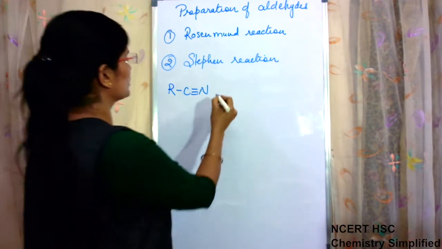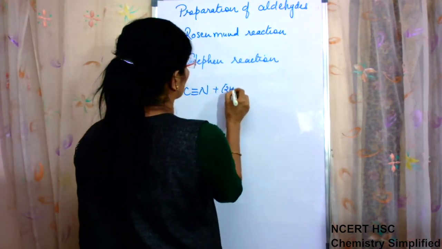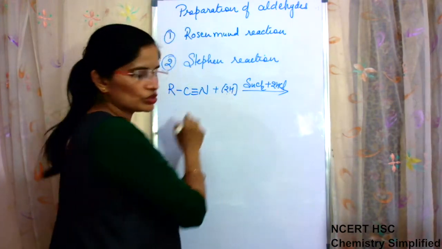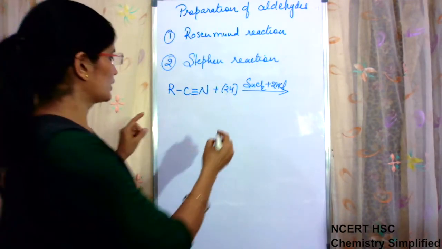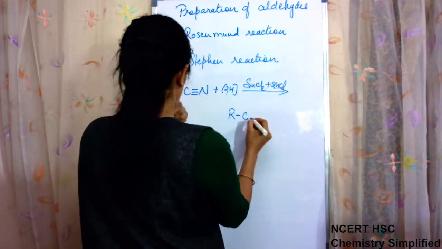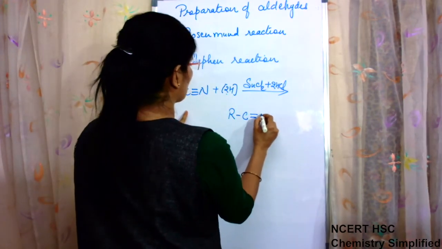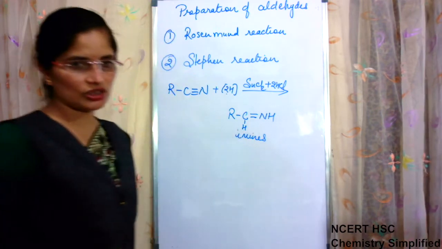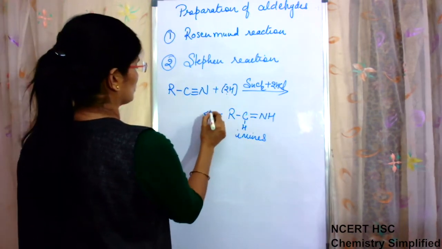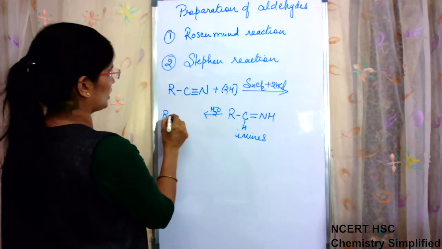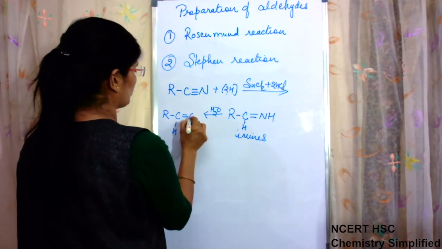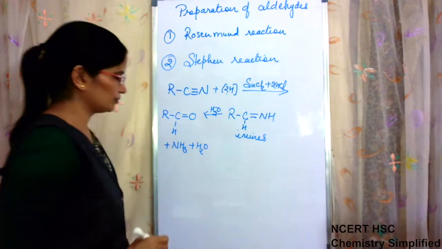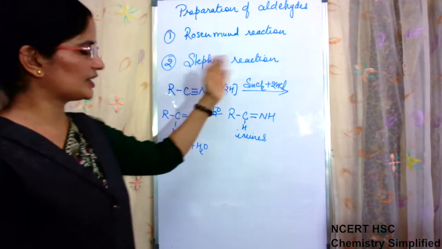nitriles are used to react with SnCl2 plus 2HCl as a source of hydrogen to reduce this, and as an intermediate RC double bond NH, which are known as imines, are formed, which on hydrolysis form RCH double bond O plus NH3 plus H2O. Okay, so this was Stephen's reaction.